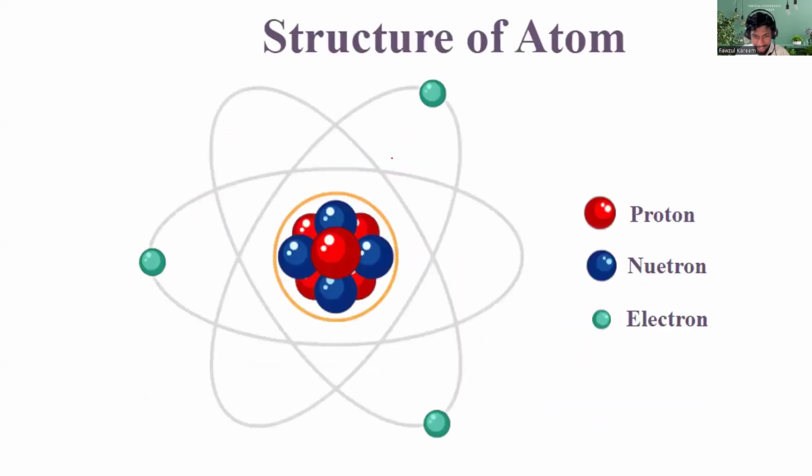Here you can see the image. The electron is there, the neutron has no charge, and the proton has positive charge. There's no yellow line, but they have marked the area that is called the nucleus.